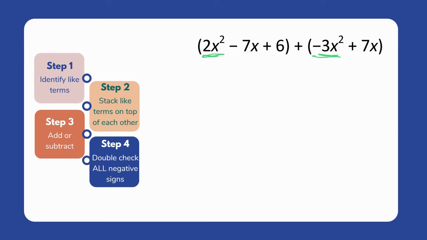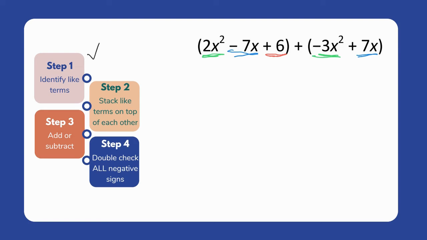Those are like terms. I also notice that I have negative 7x and positive 7x, and those are also like terms because they have x to the first power. We just have an invisible 1 as our exponent there. And then finally, we have positive 6, and positive 6 actually doesn't have a like term, so it's just going to be on its own.